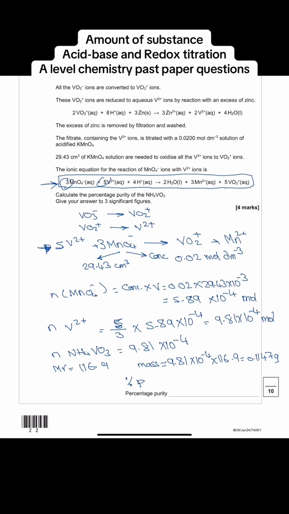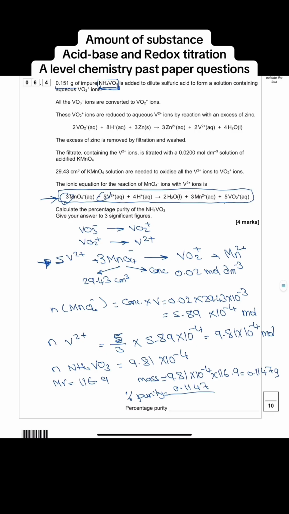Now the next step is to find the percentage purity. So percentage purity will be this value we found, 0.1147, divided by the total mass of the sample, which is 0.151, times 100, and that gives you 76%. And they said give it to three significant figures, so it's going to be 76.0%.